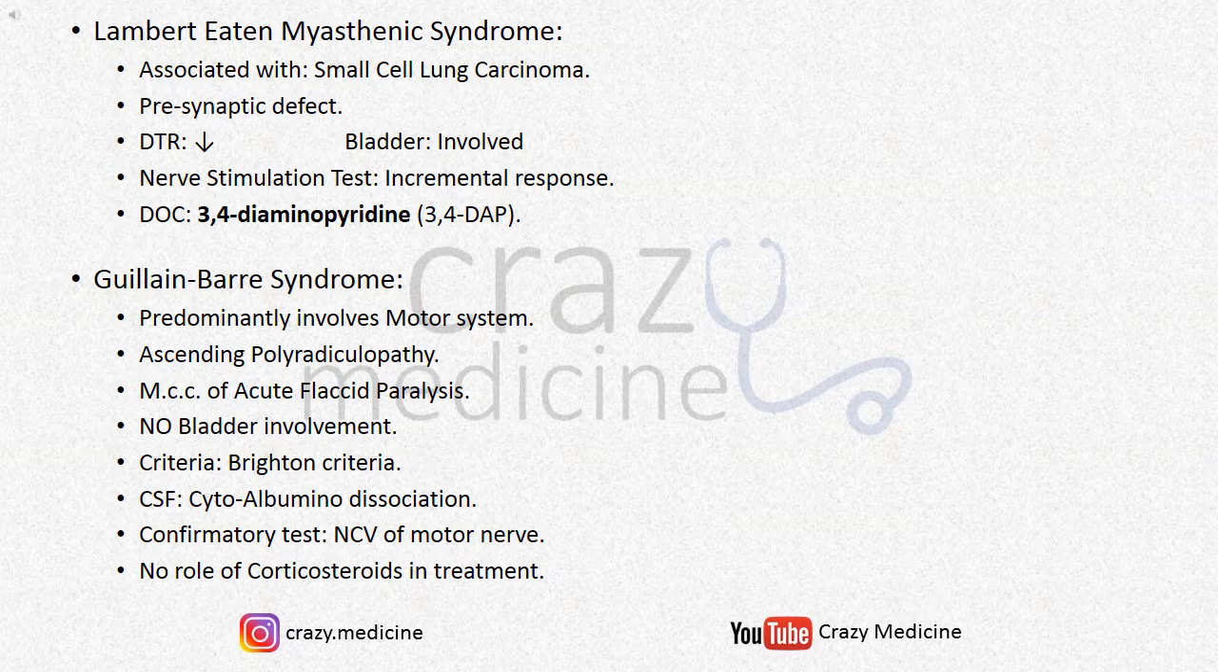The next is Guillain-Barré syndrome. It predominantly involves motor system, and it is a type of ascending polyradiculopathy. It is the most common cause of acute flaccid paralysis. The most important point is there is no bladder involvement in GB syndrome, and the criteria used is Brighton's criteria. This is given in the new edition of Harrison. Previously Asbury criteria was used. Then CSF study shows cytoalbuminologic dissociation, and the confirmatory test is nerve conduction velocity of motor nerve, and in treatment there is no role of corticosteroid.